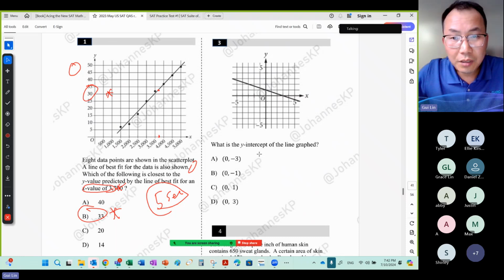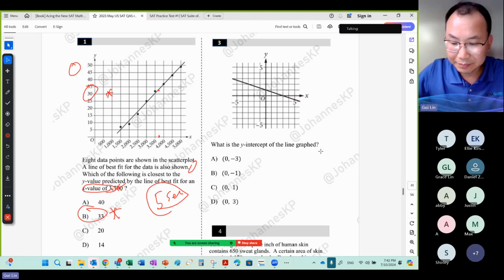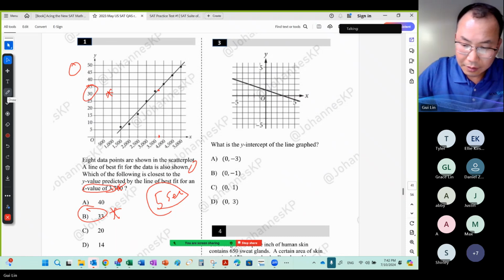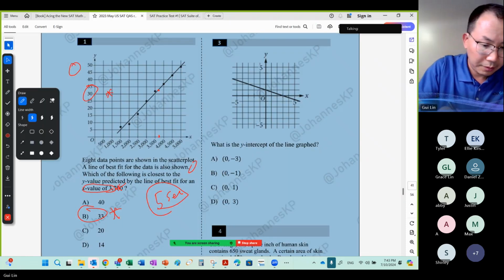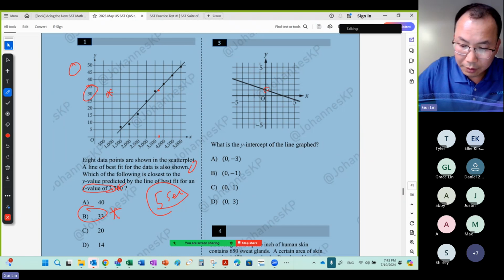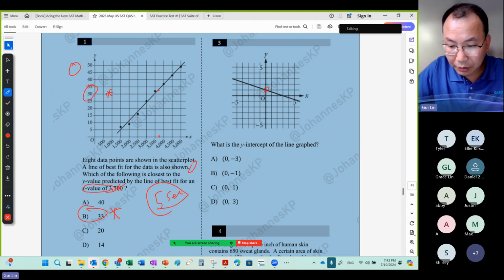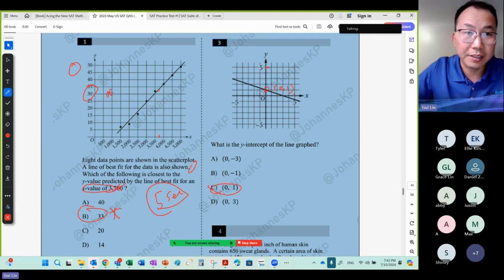Number 3, what's the y-intercept of the line graphed? Well, you can see it's right here, right? So you can choose properly. So it's right here. Here you can see here's 5. So it should be 0, 1. This is a very easy and very basic one, right? No challenge.